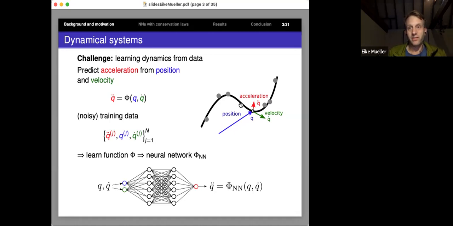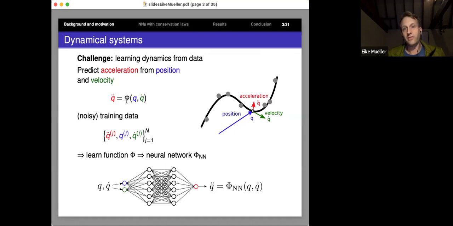One system you can think about is planetary motion. When Kepler tried to derive his laws of the solar system, he looked at the stars and measured their position and their velocity. He probably wasn't able to measure the acceleration directly, but he could somehow infer it. So that's the type of problem we're looking at. We want to learn this function phi here.